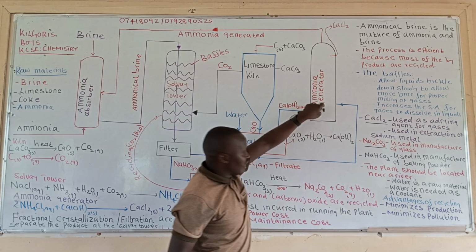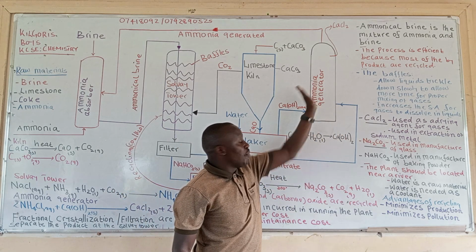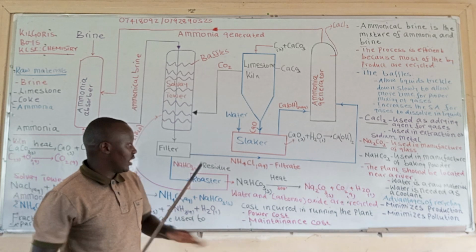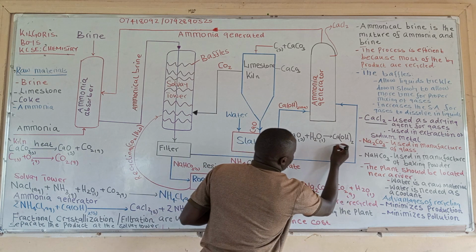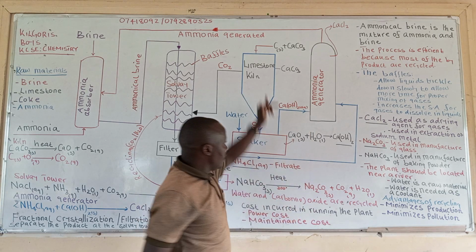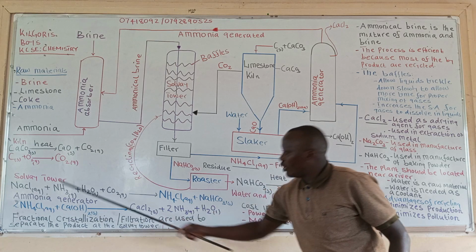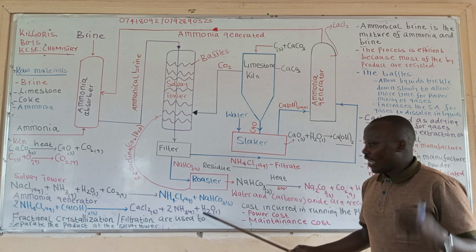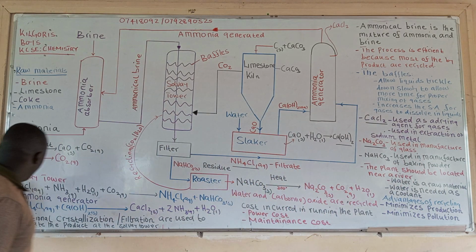So this one is taken to the ammonia generator. And again, ammonium chloride is also taken to the ammonia generator. So there are two products taken into the ammonia generator: one, ammonium chloride, and then calcium hydroxide. Once they are taken in, what will happen? Ammonium chloride will combine with calcium hydroxide to form calcium chloride, ammonia gas, and water.